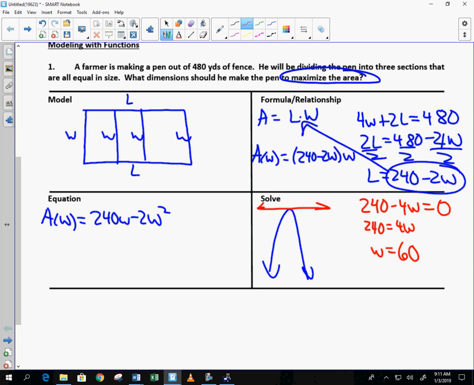What does that tell me? The width is 60. 60 what? 60 yards. What is the question asking me to determine? What dimensions? That showed me the width. The width is 60. How do I determine the length then? It looks like it says that the length is 240 minus 2 times W, right? So if I plug it in, I get 120. 240 minus 120 is 120.